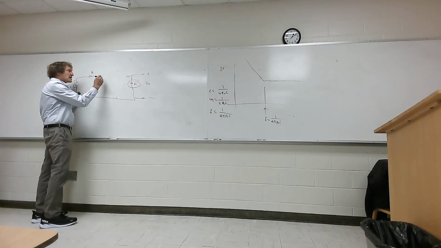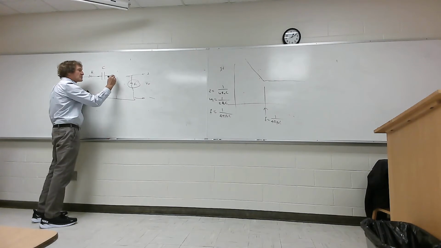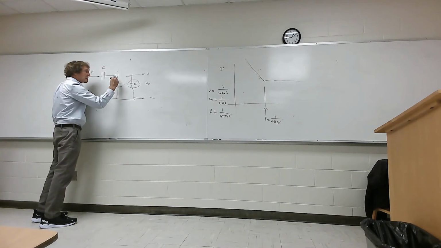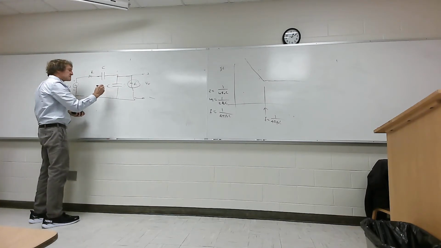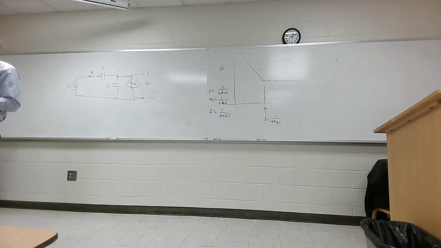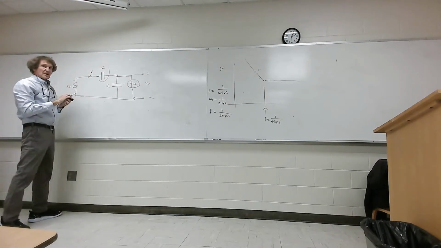I'm going to put a capacitor here. All right. And then I'm going to put a capacitor here. Now, what kind of filter is this? Now, just think about it. At DC, what's the output? At DC, it's going to be 0 because this is a blocking capacitor, right?